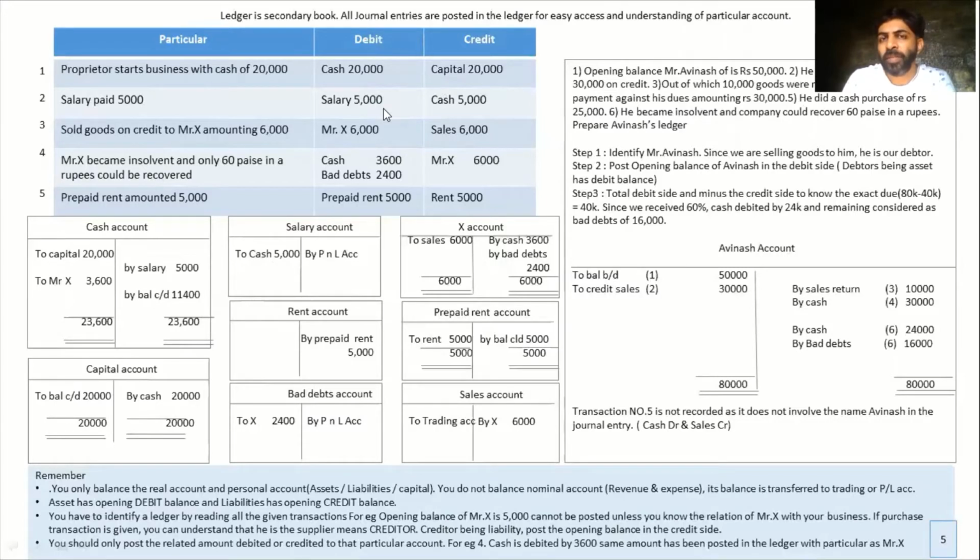Salary has been debited 5,000 and cash has been credited 5,000. Cash is going out. Please understand that part. And salary being an expense, a nominal account, what do we say? Debit all expenses, right? That's why we have debited salary. So salary of 5,000 has been debited. Now, when you create a salary ledger, what are you going to do? You're going to debit this 5,000 figure.